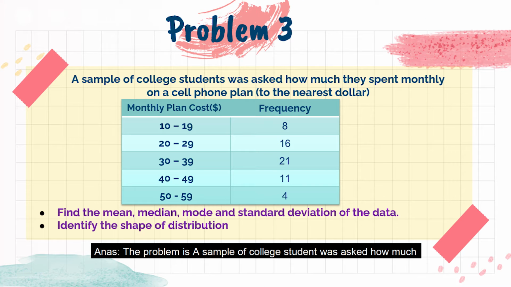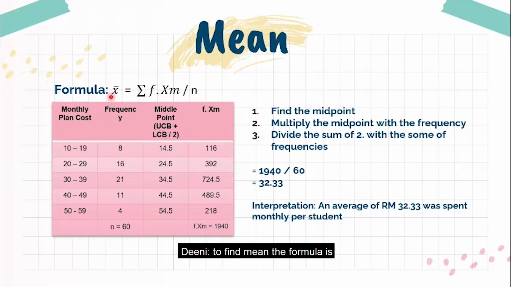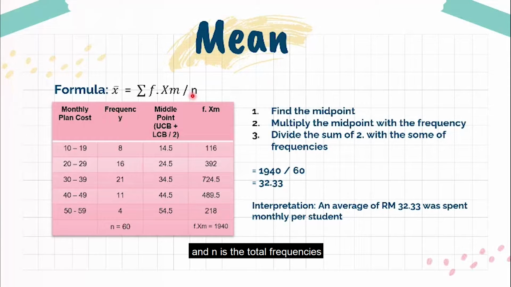The problem is a sample of college students was asked how much they spend monthly on a cell phone plan to the nearest dollar. You have to find the mean, median, mode, and standard deviation of the data, and identify the shape of the distribution. To find the mean, the formula is x bar equals the summation of f times xm divided by n, where f is the frequency and xm is the midpoint for each class, and n is the total frequencies. So the first step is to find the midpoint.